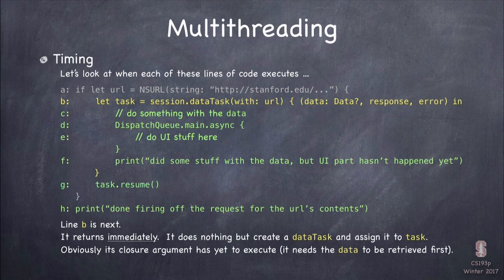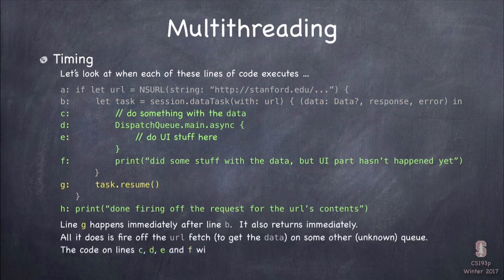Next we're going to create this data task. This line of code, line B there, returns immediately because all it does is create that data task. It doesn't actually do anything. You pass the closure to it, but it's a non-escaping closure. It holds on to it, right? This data task thing holds on to it. Then you do task resume.